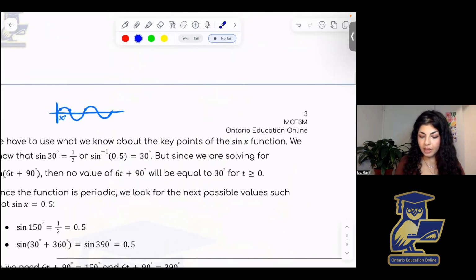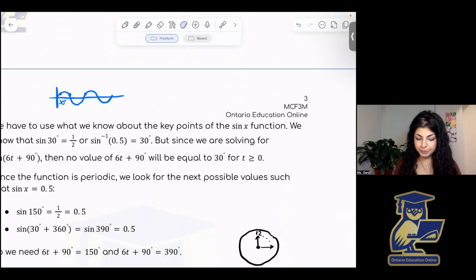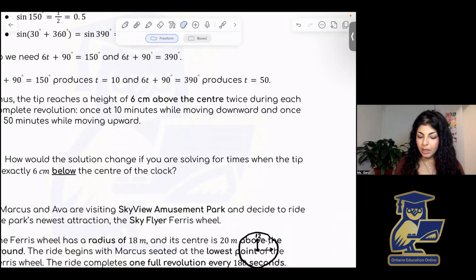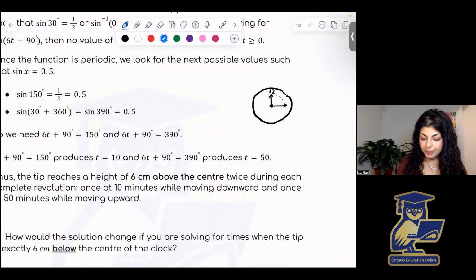And let me just replicate this here for us. And again, that makes sense from our graph. So after 10 minutes, we are approximately maybe here. And then at 50 minutes, we are approximately here. And this could be 6 centimeters above this midline here for us.